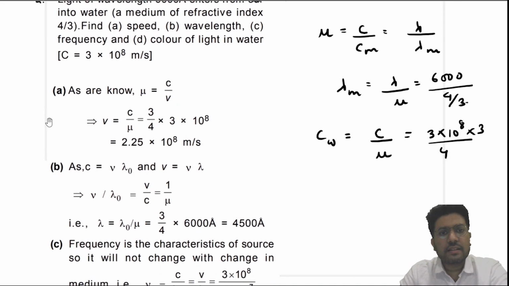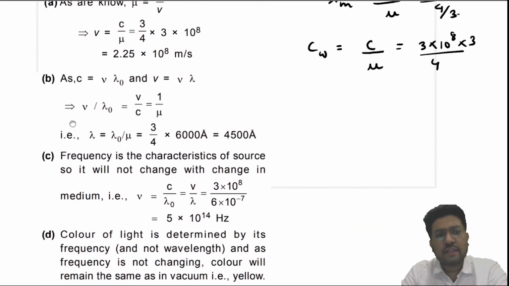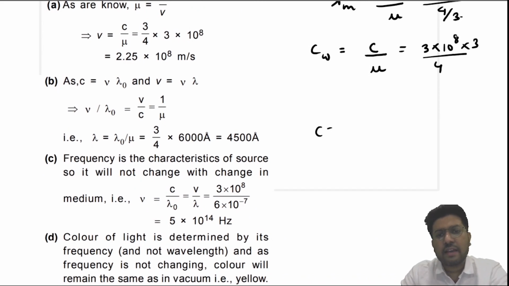Then comes the color of light. Color depends on frequency and frequency is same. Frequency does not change. And frequency will be what? C is equal to lambda f. If you use C is equal to lambda f, C is 3 into 10 raised to power 8, lambda is 6000 angstrom. When you put the values of C and lambda, you will get the value of frequency as 5 into 10 raised to power 14 hertz.